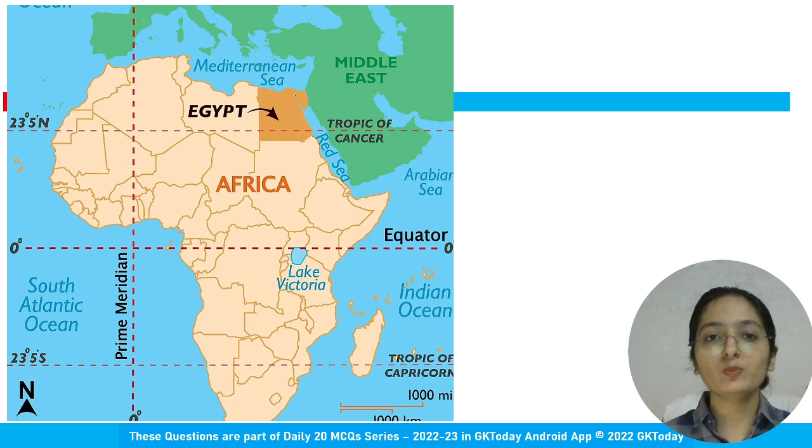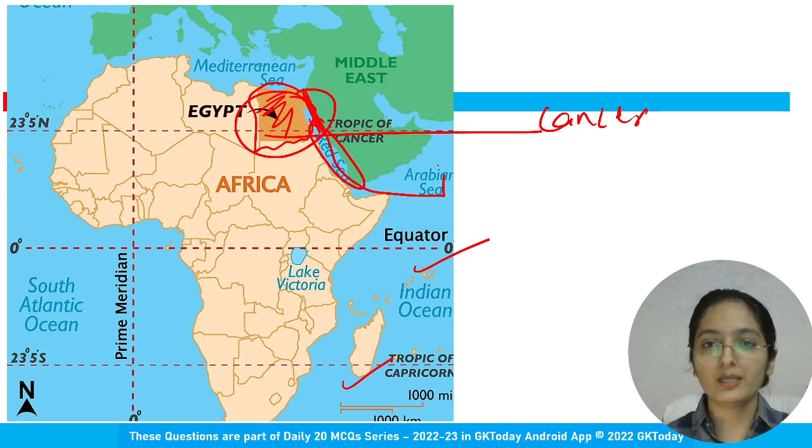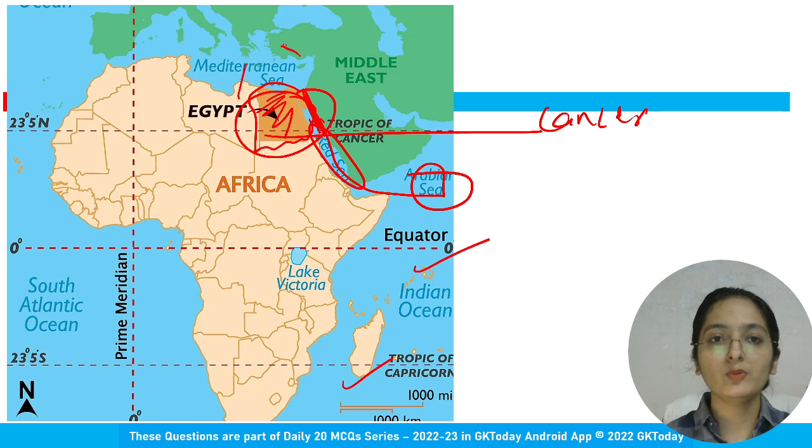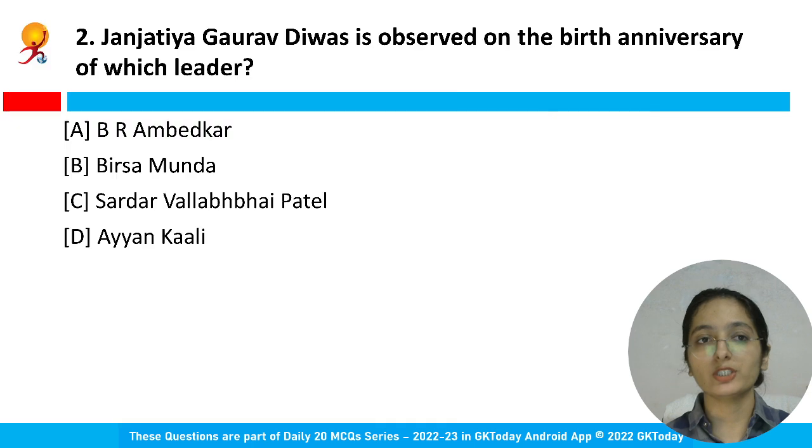On the map, I hope that you are able to see. Let us go to Africa, and here this is Egypt. Tropic of Cancer passes through it. There is the equator, there is Capricorn, but Tropic of Cancer passes through it, and you can see here the Red Sea, the Arabian Sea connecting, and above it the Mediterranean Sea. So you should have a look over the maps in such a manner.